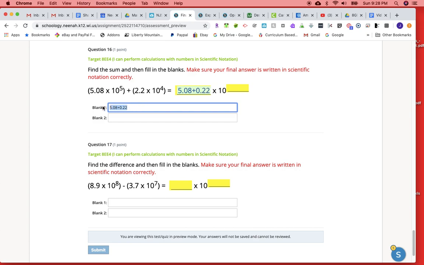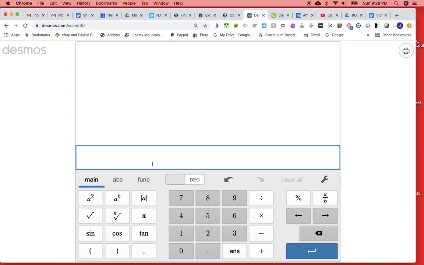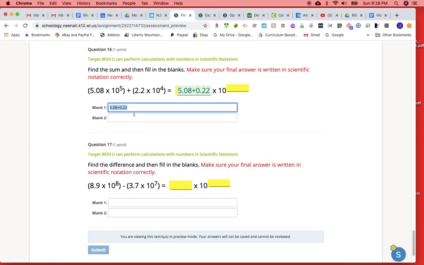So I'm going to copy it, and I'll put it in Desmos to paste it, and we get 5.3. So I'm going to put 5.3, and we have 10 to the 5th. That could stay the same, and we look to see if this is in the correct form, and it is.